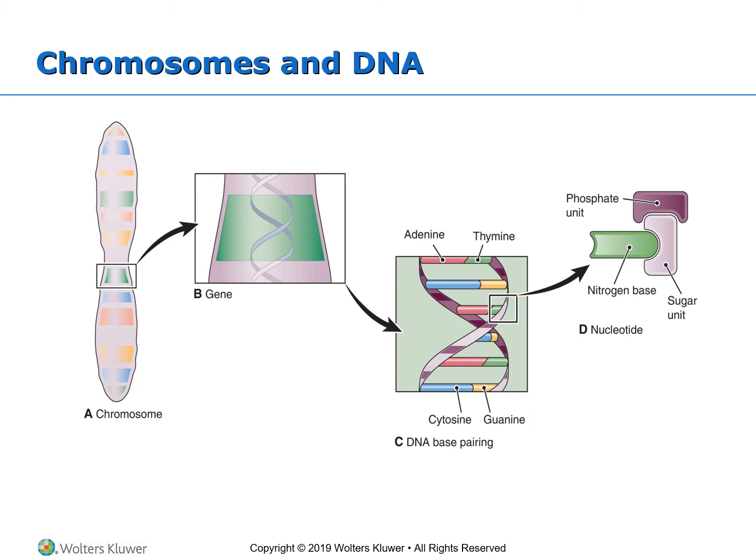So again, we have chromosomes that are made out of genes. The genes are made out of DNA, which is made out of pairing nucleotides: adenine with thymine and cytosine with guanine. And each of those nucleotides is made out of a nitrogen base, a sugar unit, and a phosphate unit.